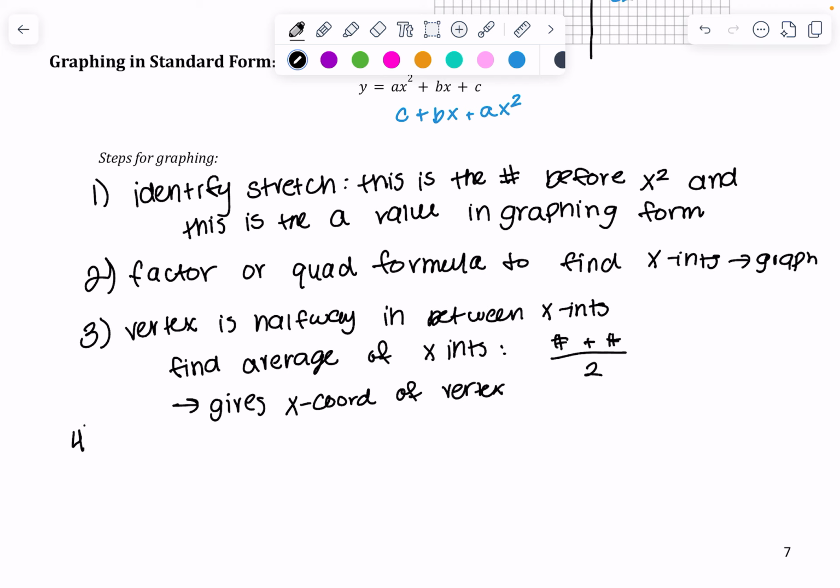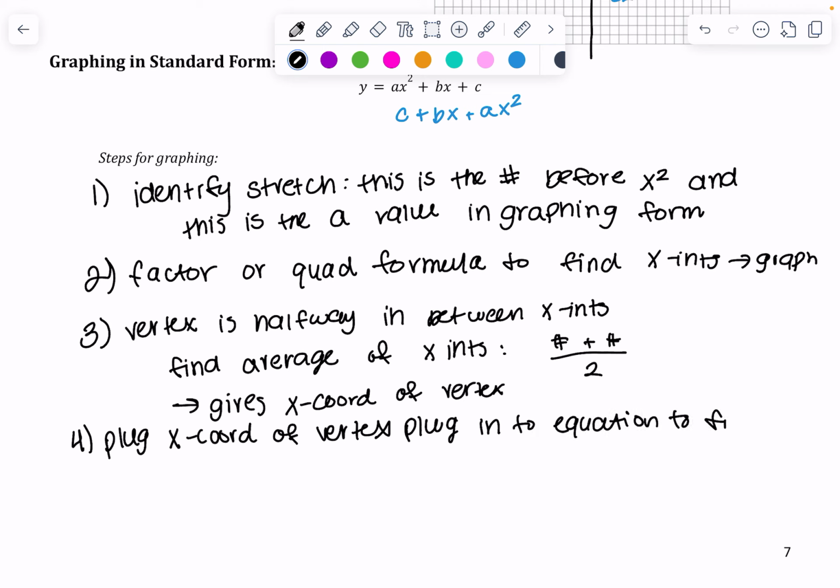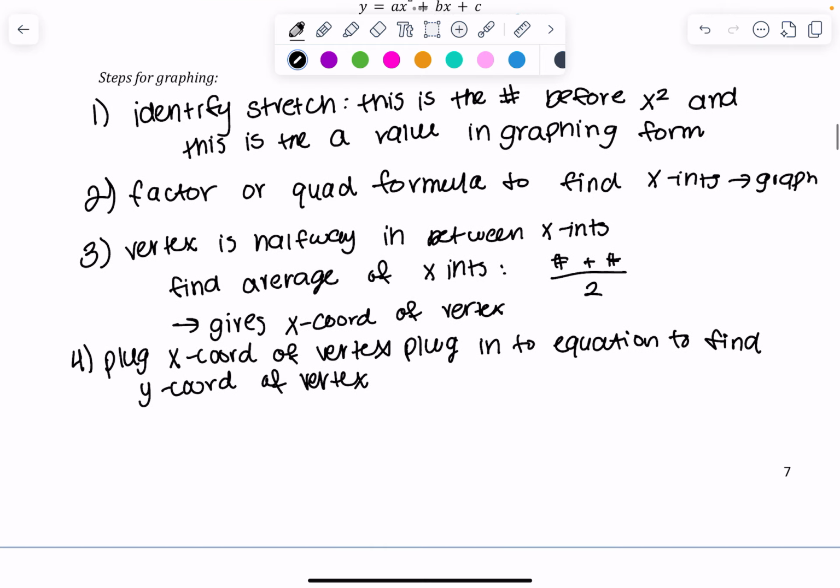Okay, step 4, we've got to figure out the y-coordinate of our vertex as well. So we will take that x-coordinate of our vertex and plug it back into our equation to find that y-coordinate. So basically at this point, all of our steps that we did last unit when we were graphing in standard form are exactly the same.